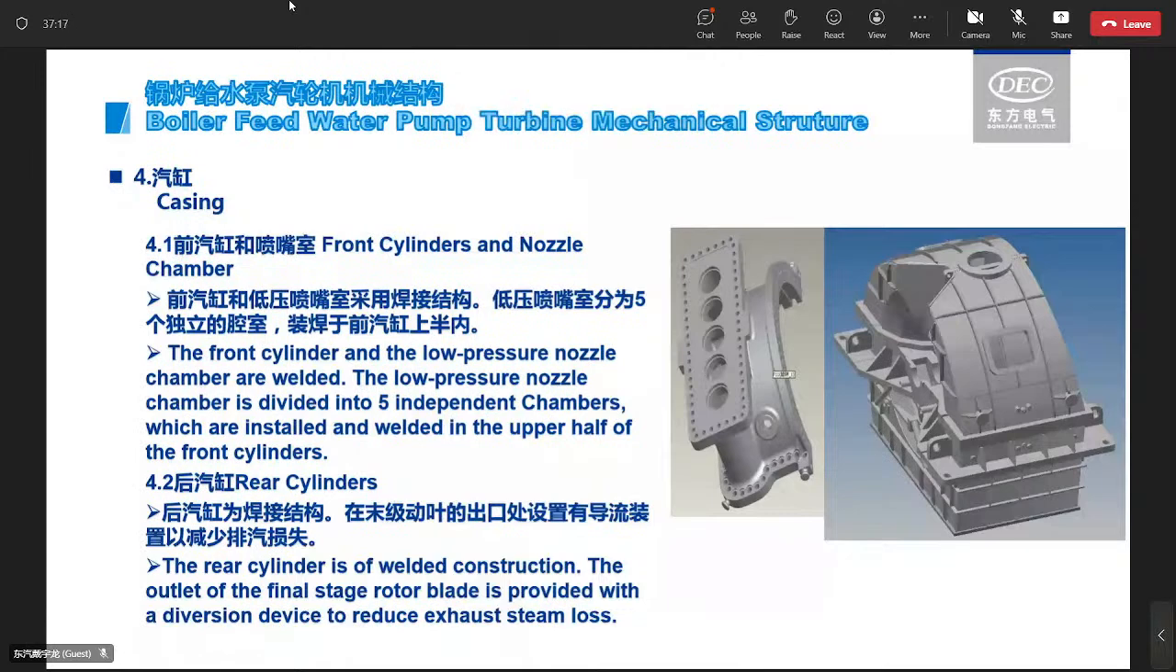The front cylinder, the front casing, what we call the front cylinder, both are okay. The front cylinder and the low pressure nozzle chamber are in the front cylinder.